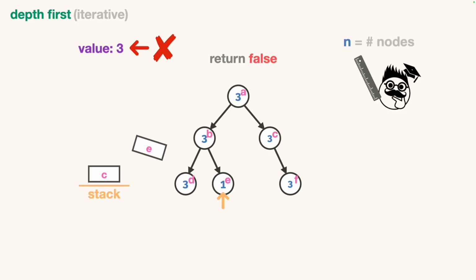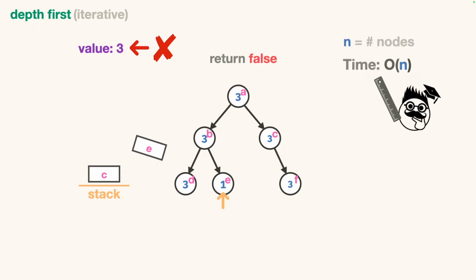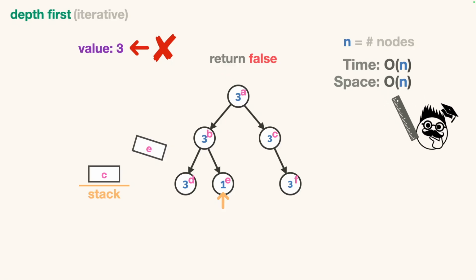If we say that n is the number of nodes here, time complexity here is a pretty obvious O of n, because we're just going to add each node into our stack once and also remove it from our stack once, just like a classic traversal. Space complexity here is going to be O of n coming from the stack. All right, now let's code it up.